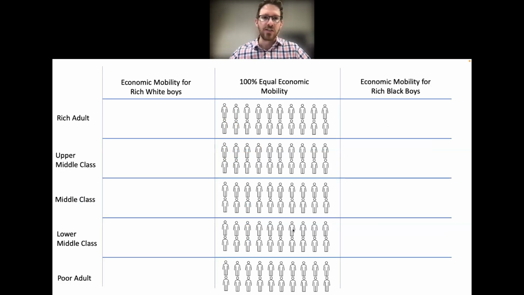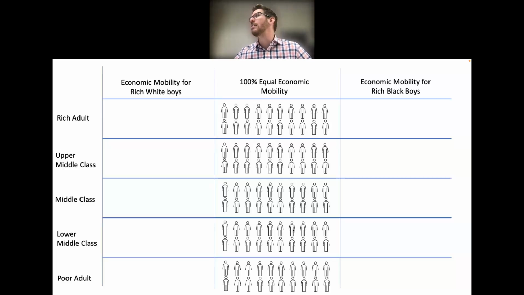Here's another way of visualizing it. If we had 100% equal economic mobility, regardless of where you started, you would have an equal chance of being rich, going to the upper middle class, lower middle class, or a poor adult. So if we had 100 people, 20 would stay rich, 20 would become upper middle class, 20 would go to the middle class, then 20 to the lower middle class, and 20 to the poor adults.